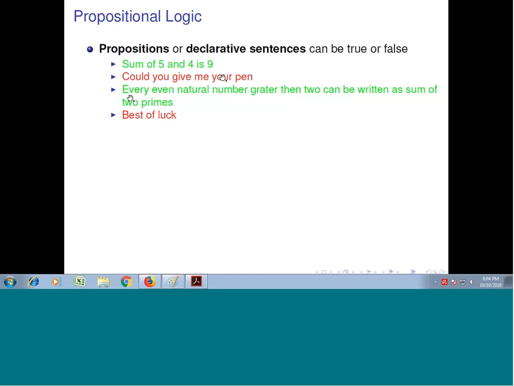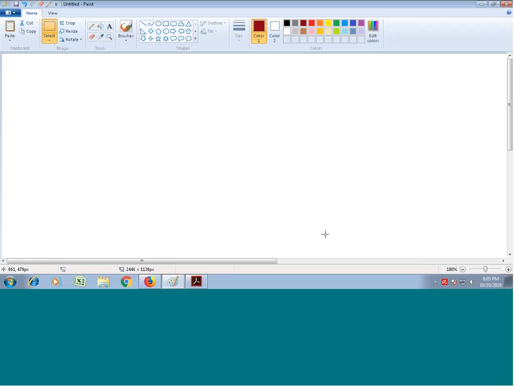Next question. Every natural number greater than 2 can be written as a sum of 2 prime numbers. What does that mean? Every even natural number. What do I mean? Do you know natural numbers? Natural numbers are 1, 2, 3, 4, 5, 6, 7, dot dot dot. These are the natural numbers.